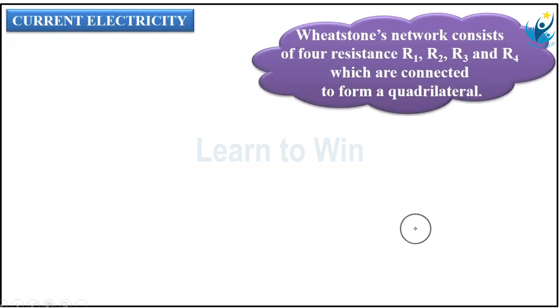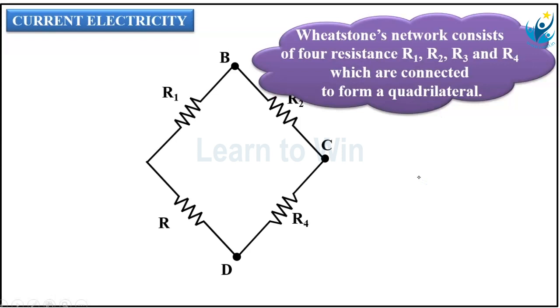Now, Wheatstone's network consists of 4 resistors R1, R2, R3 and R4, which are connected to form a quadrilateral. During this combination, 4 junctions are formed: A, B, C, D.